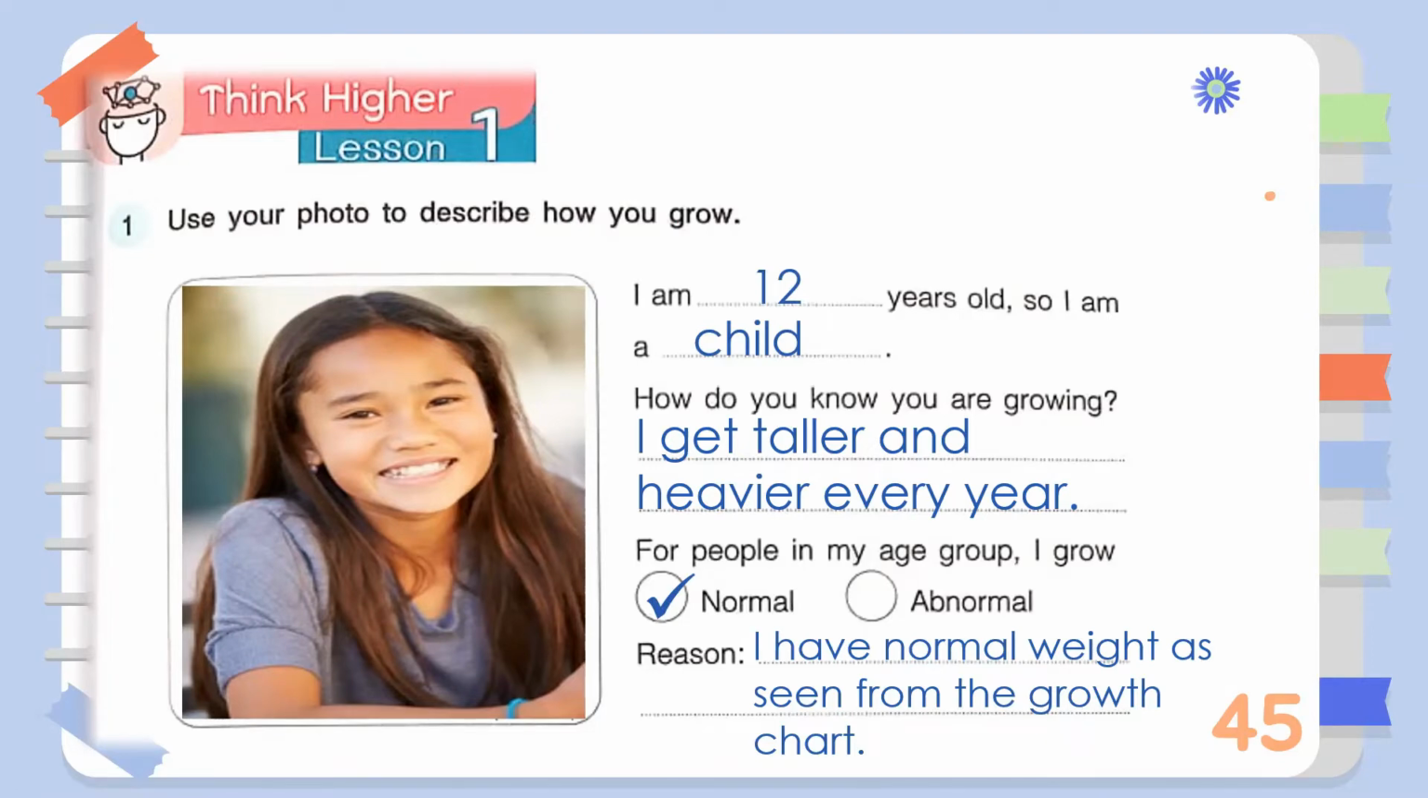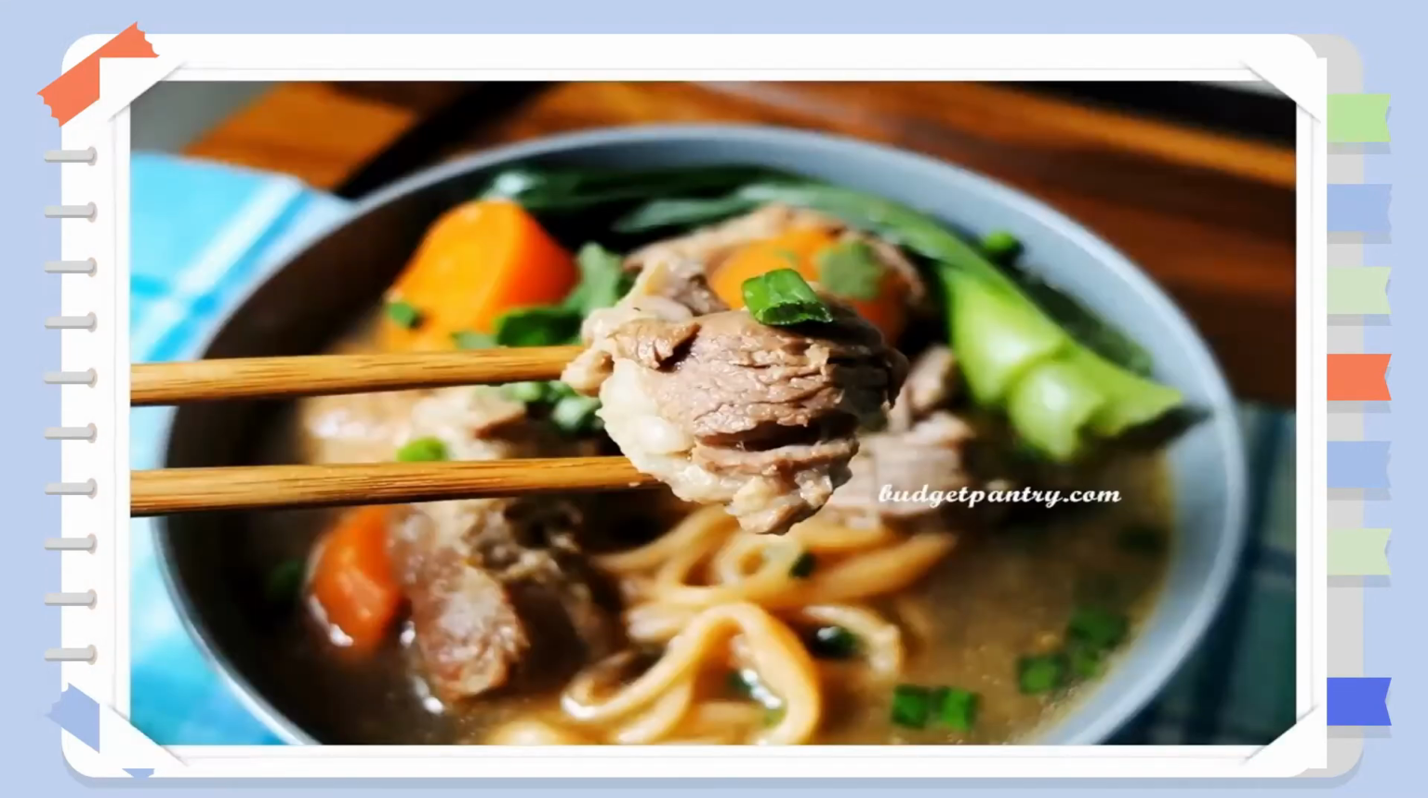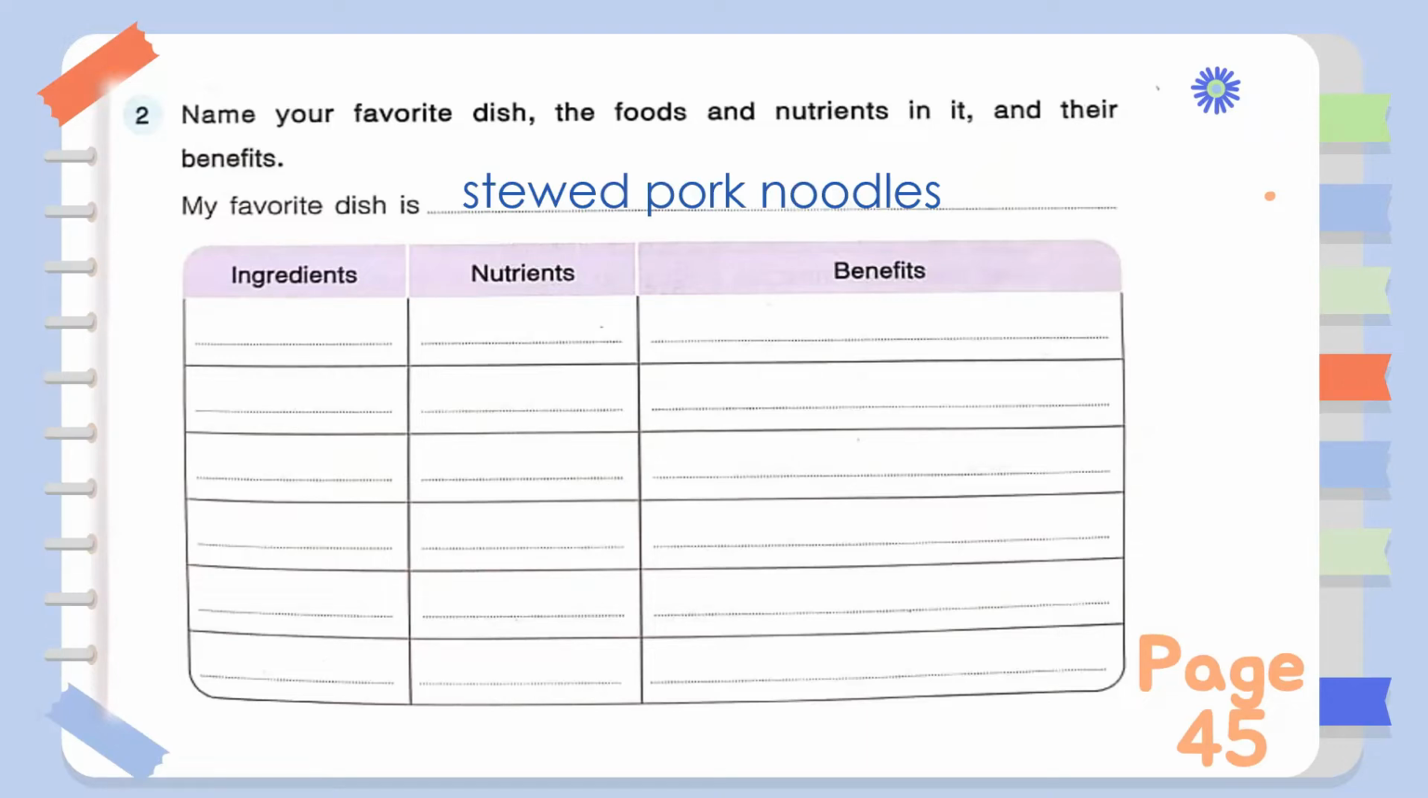Now, let's proceed to activity 2. It says here, name your favorite dish, the foods and nutrients in it, and their benefits. One more time. Name your favorite dish, the foods and nutrients in it, and their benefits. Can you think of your favorite dish? I'm going to give examples for this one. Let's say my favorite dish is stewed pork noodles. I'm going to write here stewed pork noodles. This is just my own example, okay? You can write your own favorite dish.